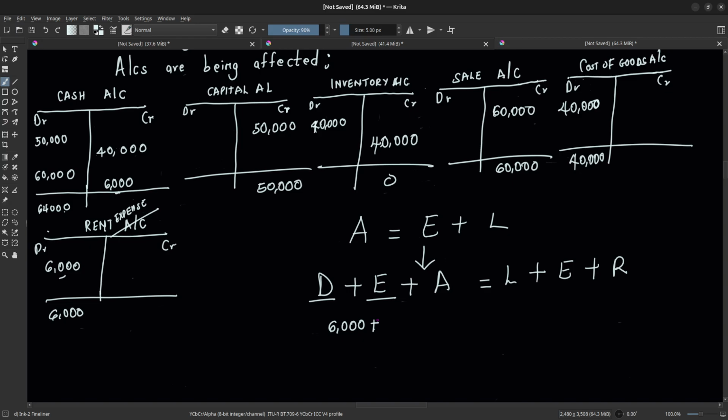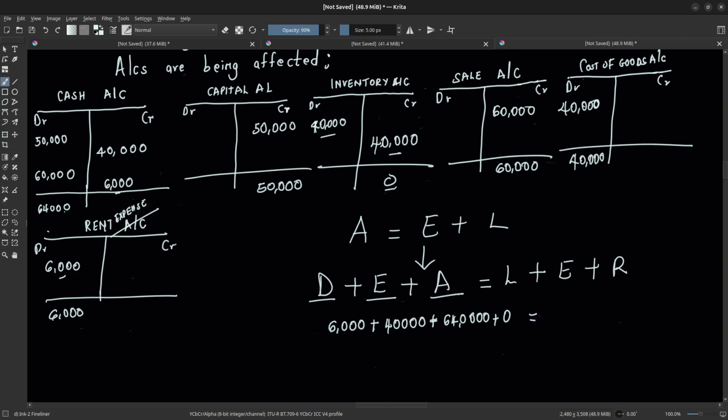Is there any other expense account? This cash account is an asset account. Capital is equity. Inventory is an asset. Sales is revenue. And cost of goods is actually an expense account. So that is 40,000. And then we have an asset account, which is cash, which we have a total of 64,000. Is there any other asset account? No. We have another asset account, but it balanced out as a 0 balance. So even if we add plus 0, we don't have any other asset account.